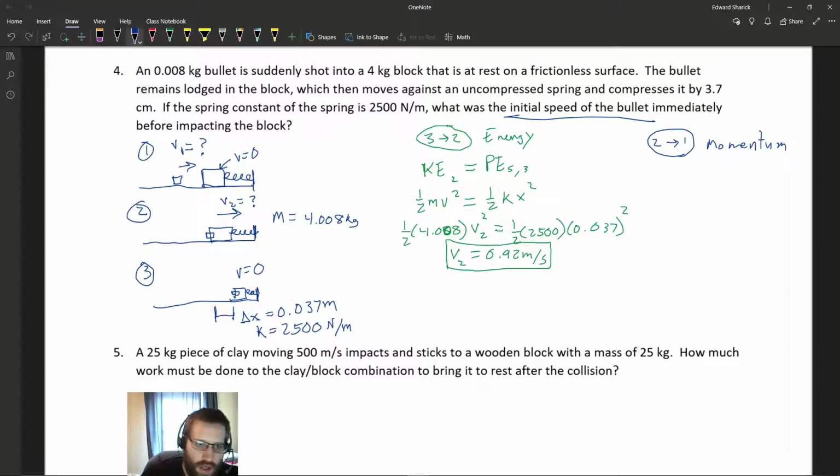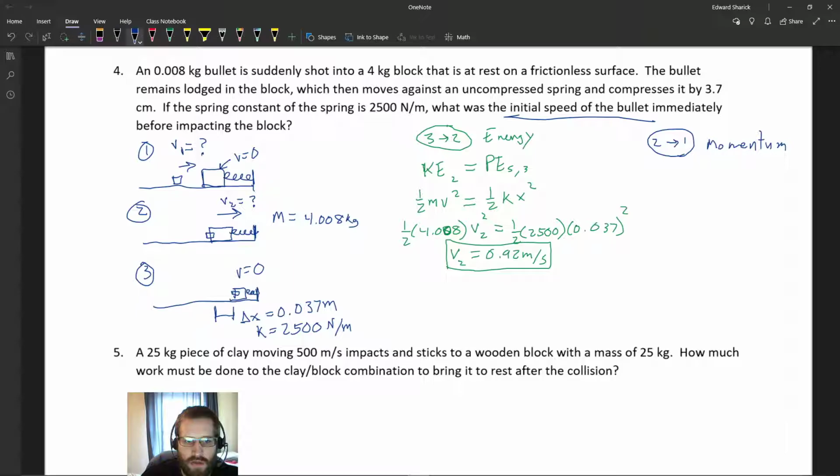And we're looking at the momentum of the bullet initially and the momentum of the block and the bullet together finally. So again, you could pause the video, see if you could work the rest of this problem out. And when you think you have a solution, you can resume and see if you got what I got.